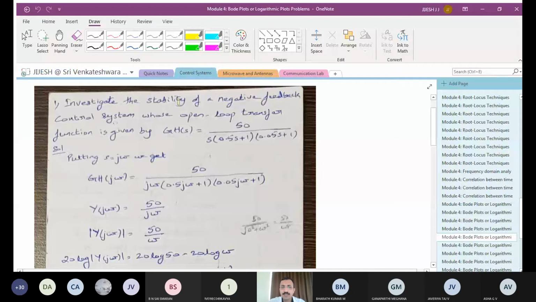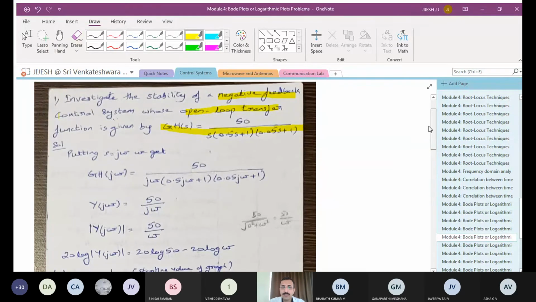Investigate the stability of a negative feedback control system whose open loop transfer function is given as GH of S is equal to 50 divided by S into (0.5S plus 1) into (0.05S plus 1). So you can just see these things.